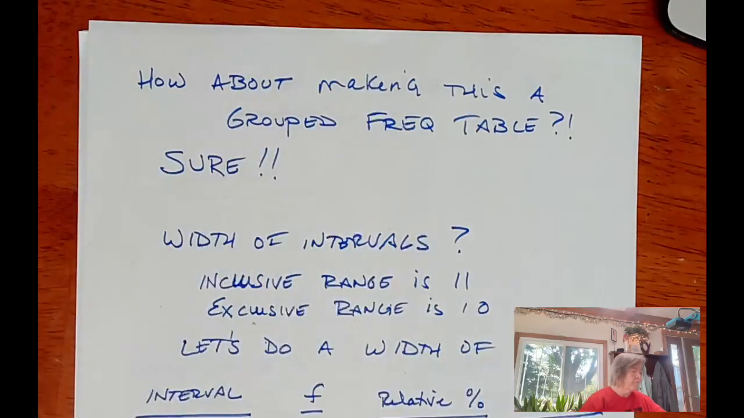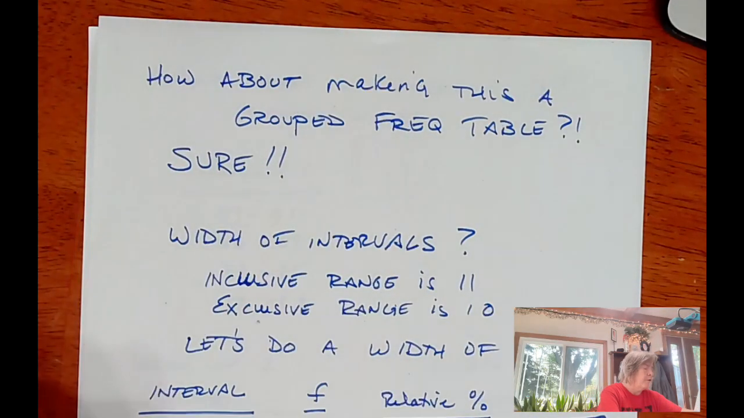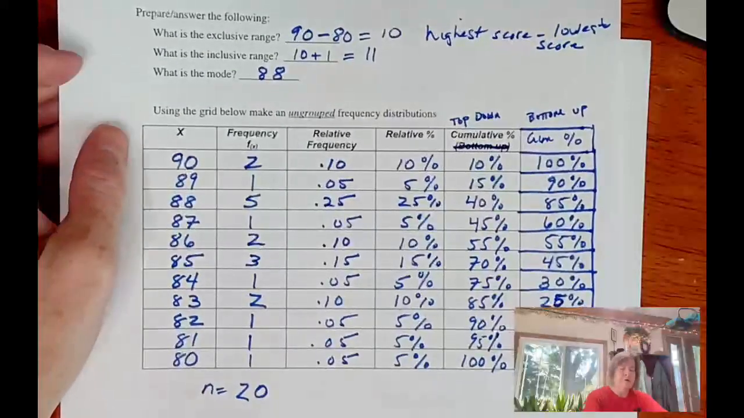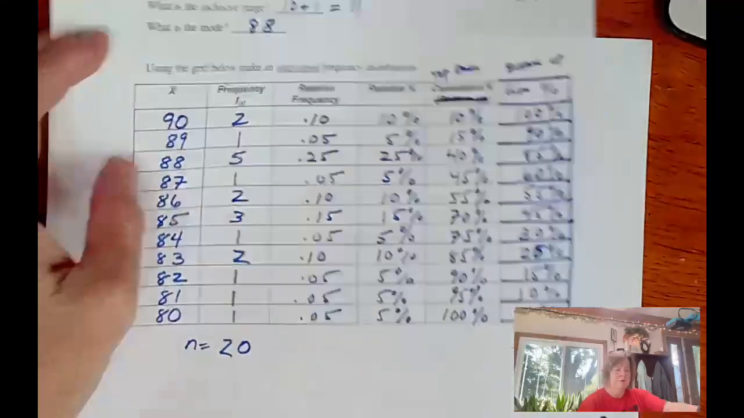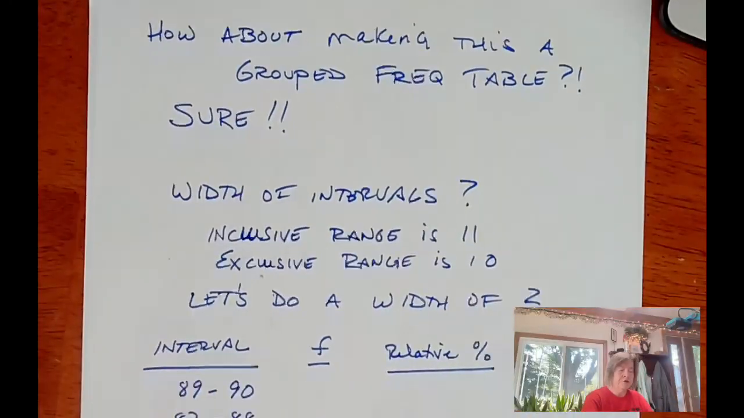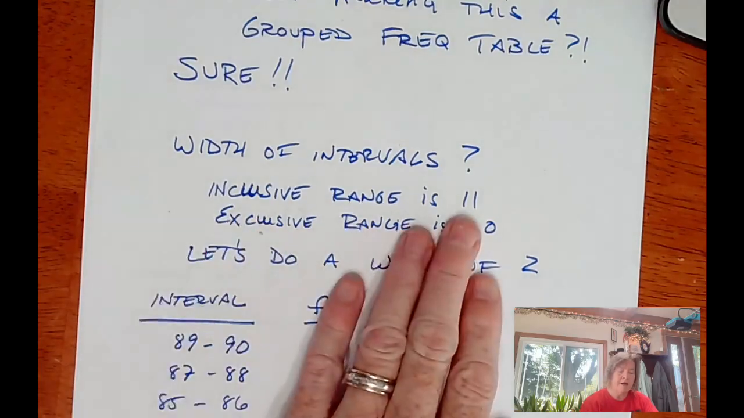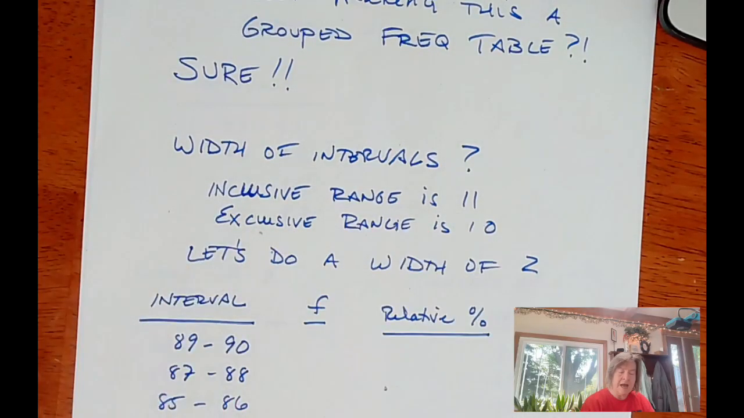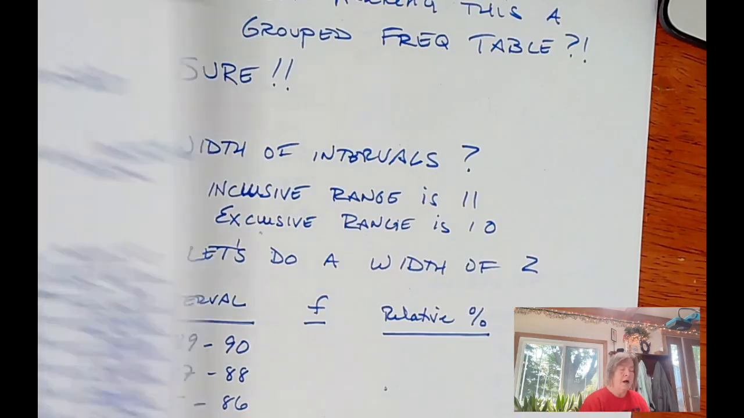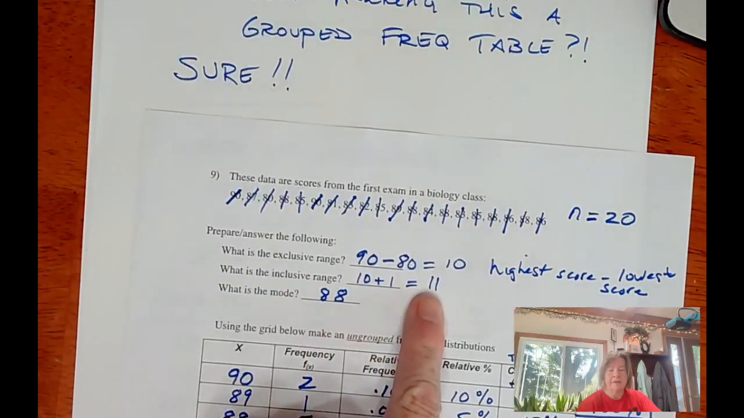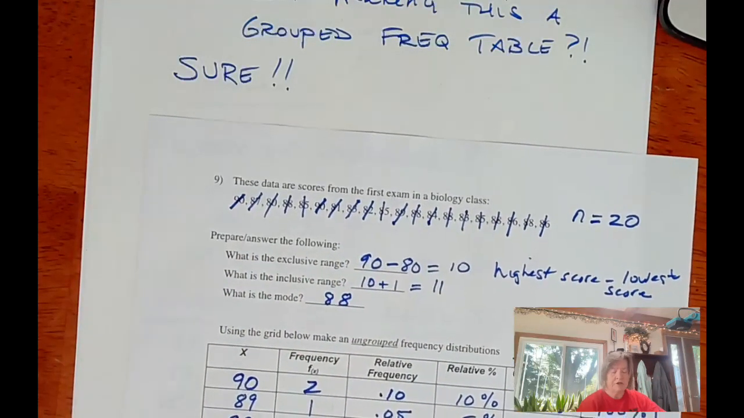All right, so I went back and wondered, what if we took our original data and wanted to make a grouped frequency table instead of a simple frequency table, a distribution, all right? So sure, let's do it. What is the width of our intervals? Our inclusive range is 90 minus 80 plus 1, which is 11, okay? From our previous page, that's why I asked that. And then our exclusive range is 10, all right?